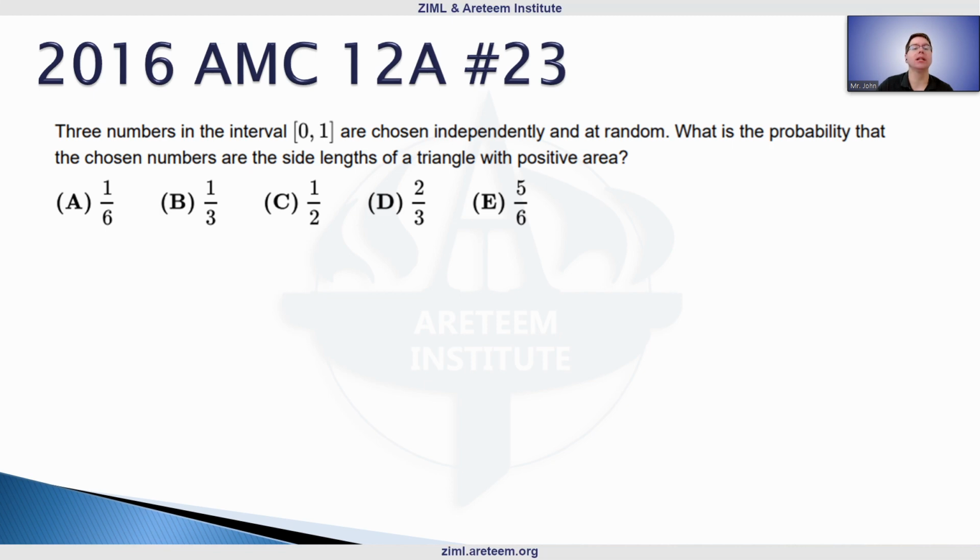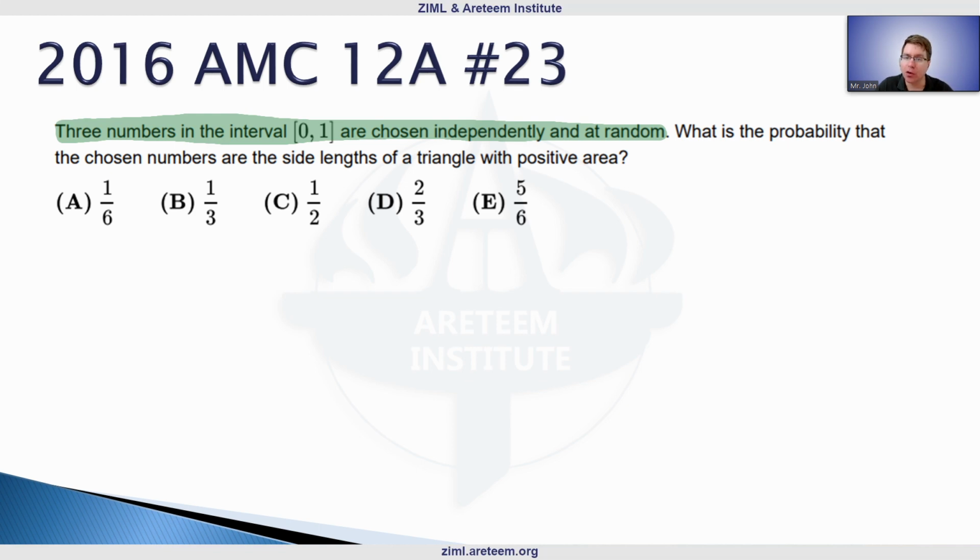And this one is a geometric probability question. So right off the bat here, we have three numbers in the interval 0, 1 chosen independently and at random. So we have these three numbers in that interval there, and this is making us think of geometric probability.